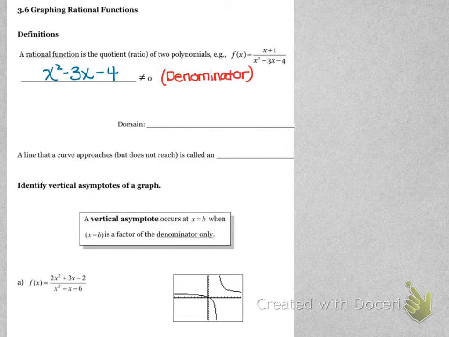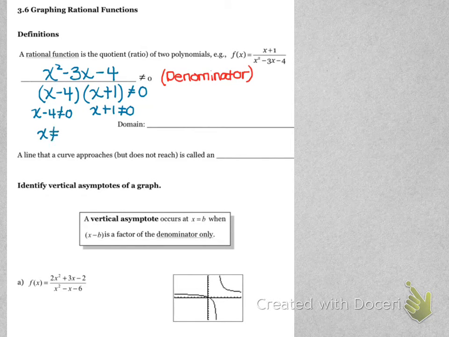So to find the domain, we need to find what values of that quadratic give us 0 in the denominator. So we need to factor. What multiplies to give you negative 4 that adds to give you negative 3? Negative 4 and positive 1. Since these can't equal 0, we do our little linear problem, set them equal to 0, so that we know that x can't equal positive 4 and x can't equal negative 1.